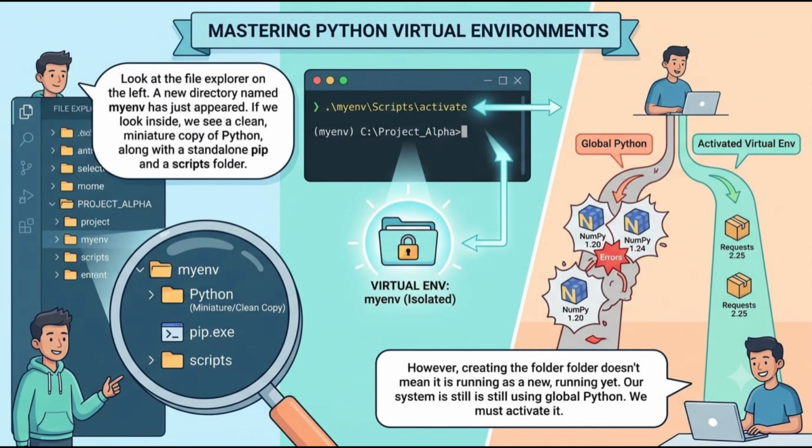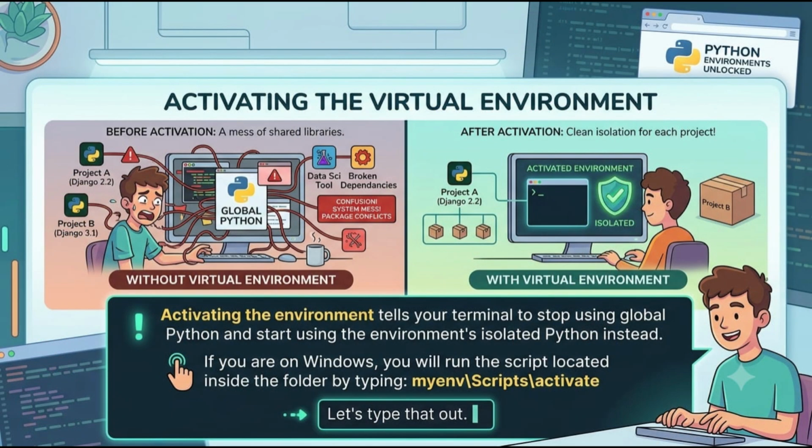Look at the file explorer on the left. A new directory named myenv has just appeared. If we look inside, we see a clean, miniature copy of Python, along with a standalone pip executable and a scripts folder. However, creating the folder doesn't mean it is running yet. Our system is still using global Python. We must activate it. Activating the environment tells your terminal to stop using global Python and start using the environment's isolated Python instead. The command varies slightly depending on your operating system.